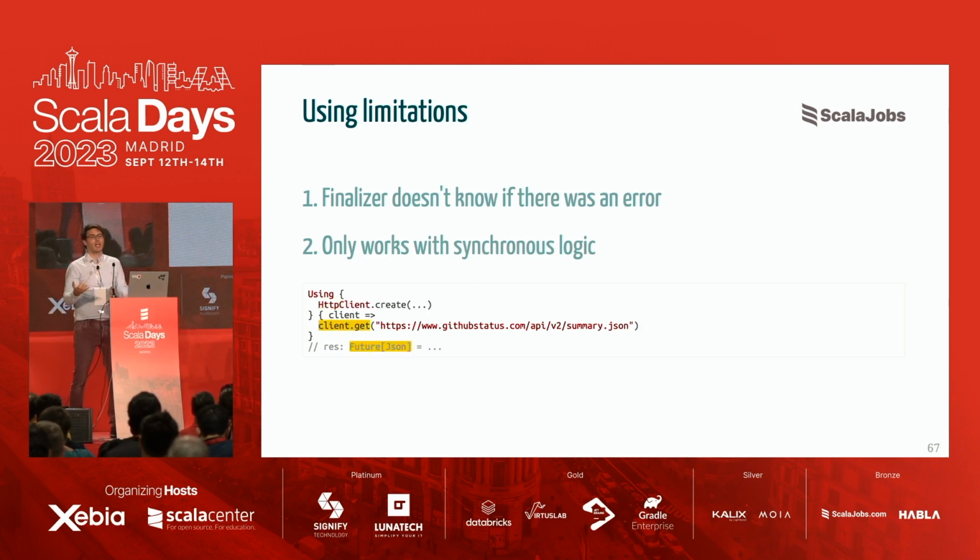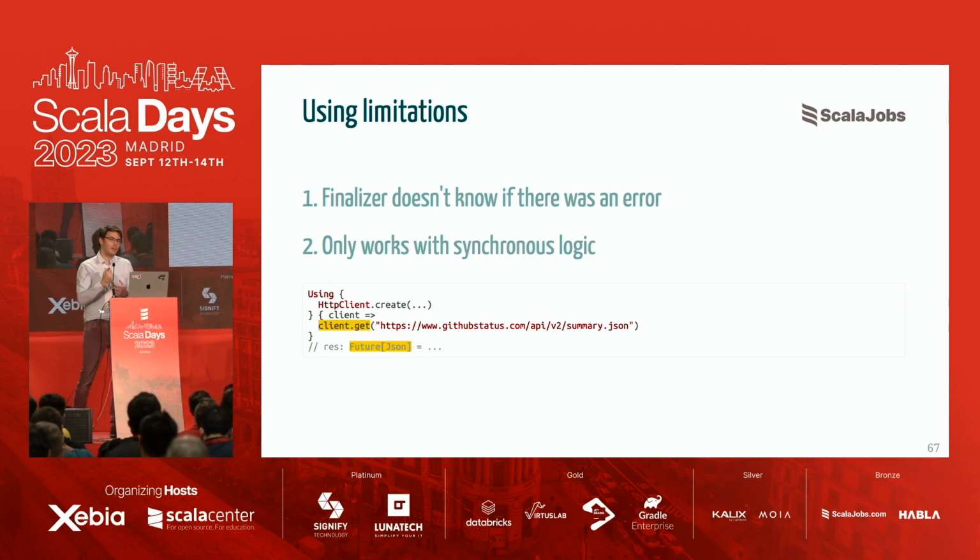This most of the time gives you a future, and as you probably know, a future does the operation in the background. It submits the work in a thread pool, and the work is being done somewhere else. But the future returns immediately, right?